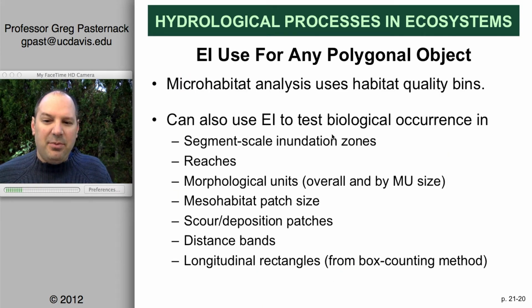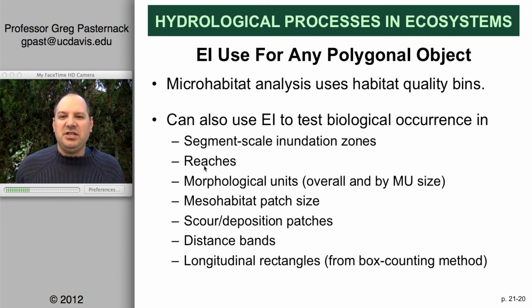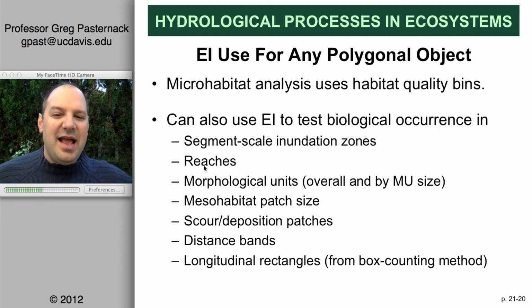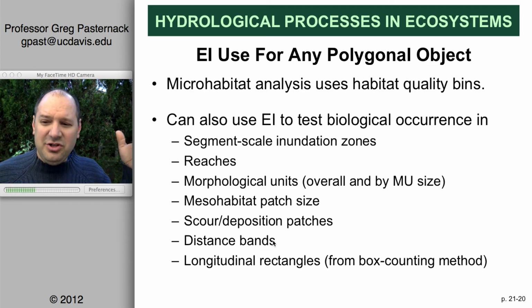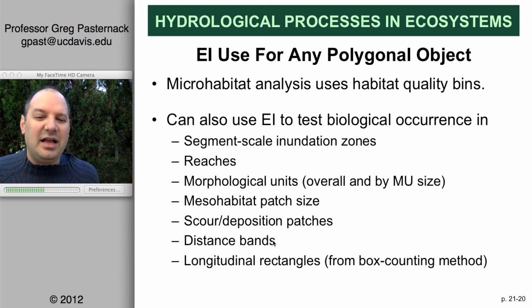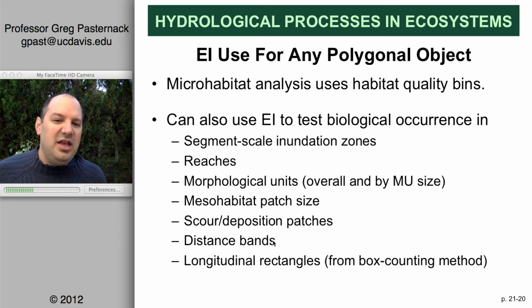Just as some other examples, I could just take individual reaches in a GIS and say, okay, well, here's 10 miles. How does this 10 miles compare to the next 10 miles? I could look at scour and deposition. I could say distance from the bank or distance from riparian habitat. I could just look in rectangular boxes down the river. Like, there's any kind of object that you want to make, you could apply the electivity index to, compare the availability of that to the occurrence of organisms in that, and get an assessment.